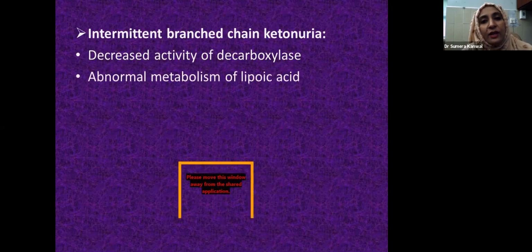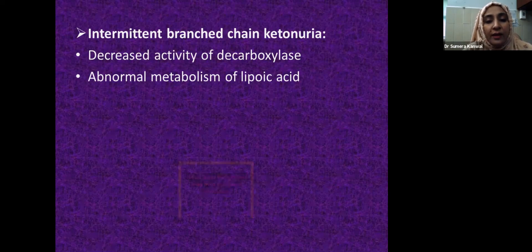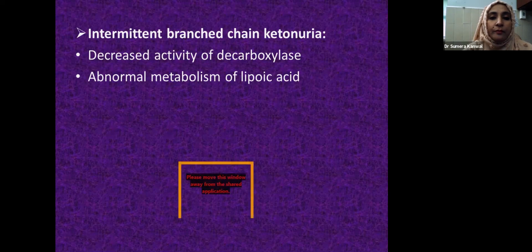The lipoic acid, which is derived from the fatty acids, is required for the activity of this enzyme. So abnormal metabolism of lipoic acid, or the deficiency of lipoic acid, leads to decreased activity of decarboxylase. Again, there is an accumulation of these alpha keto acids in the blood as well as in the urine. The symptoms are the same, but it is not congenital, it is intermittent. It may appear at any stage of life because of nutritional deficiency.